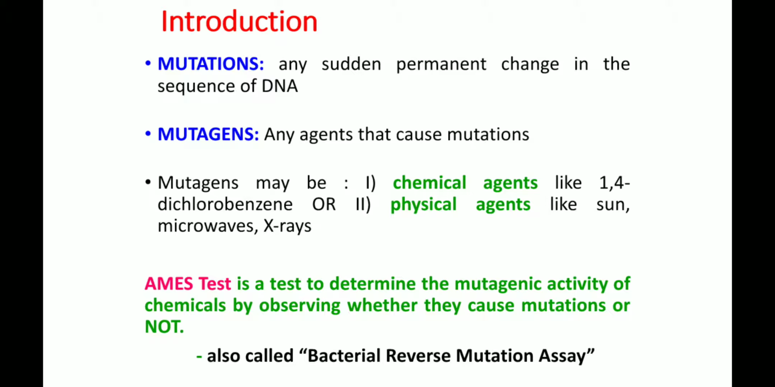To test the potential of any chemical to be a mutagen or not, we perform a standard assay called the Ames test. What is the Ames test? The Ames test is a test to determine the mutagenic activity of chemicals by observing whether they cause mutation or not. The parameter for assessing this is bacteria, Salmonella, where we do a bacterial reverse mutation assay. We'll look into this.